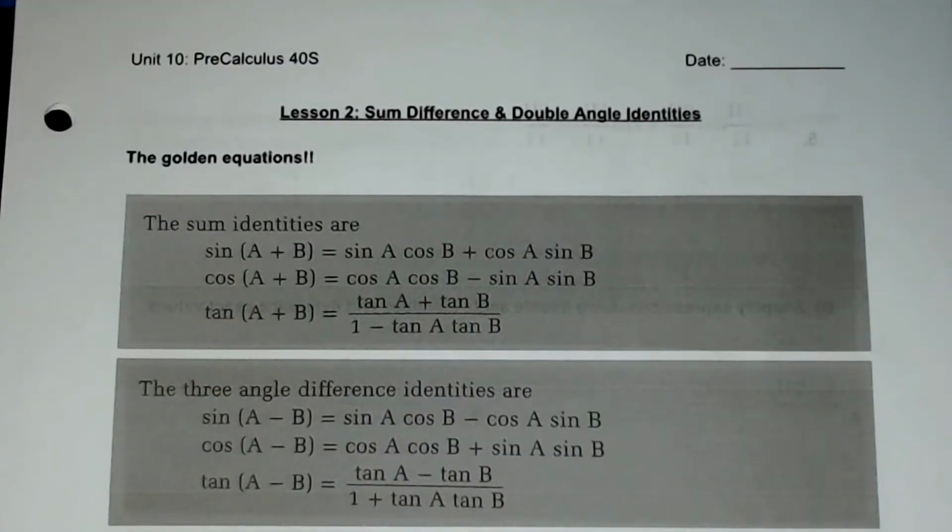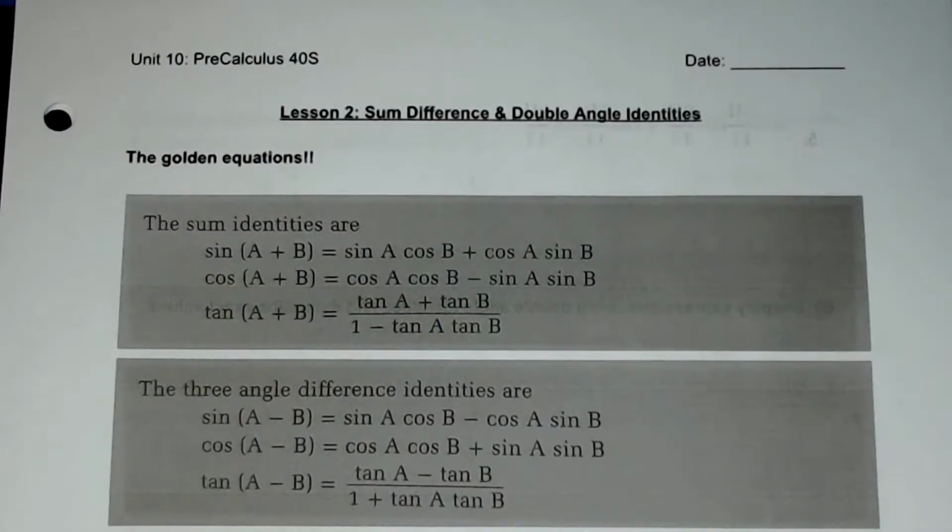Welcome to Unit 10, Lesson 2, Sum, Difference, and Double Angle Identities. On your page, you have something called the golden equations, and they are also on your formula sheet. They're all shown there for you and simplified. So we have three different sets of identities that can help us to solve problems.